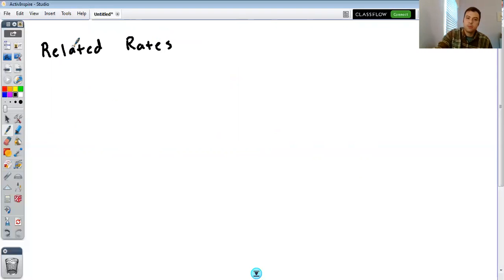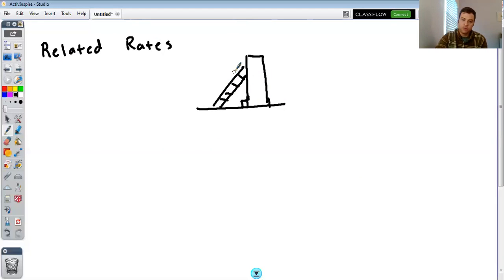The classic example that everybody always probably starts with is the sliding ladder problem. So if my ladder is leaning up against a building, forms a right triangle right here. Let's say that I'm standing on it, and unfortunately that ladder begins to slide down this wall.